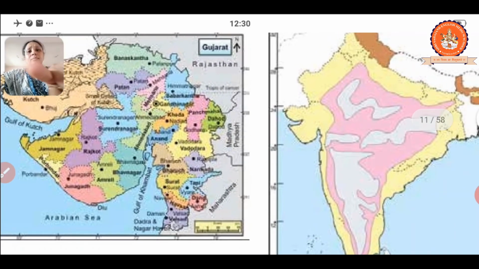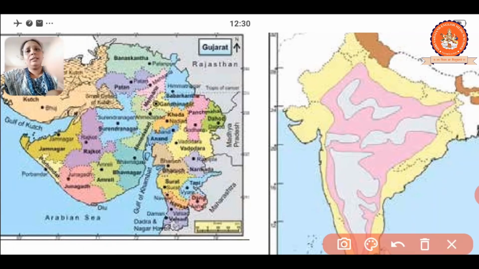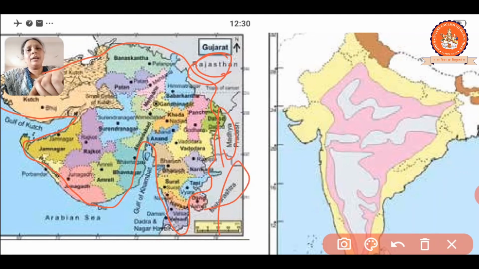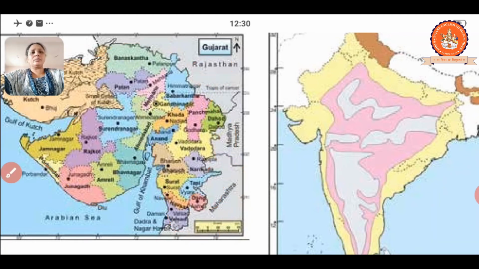Here in Gujarat, the boundary lines are there. See, these are boundary lines with the other states. Here is Rajasthan, beta. Here is Madhya Pradesh and Maharashtra. So this is a boundary. These boundaries are called a political map.